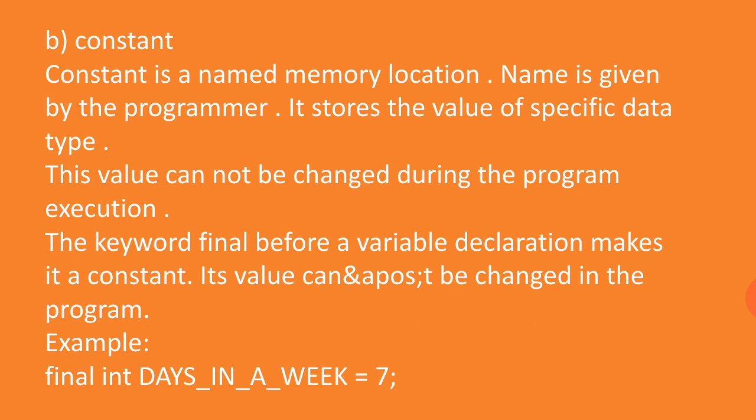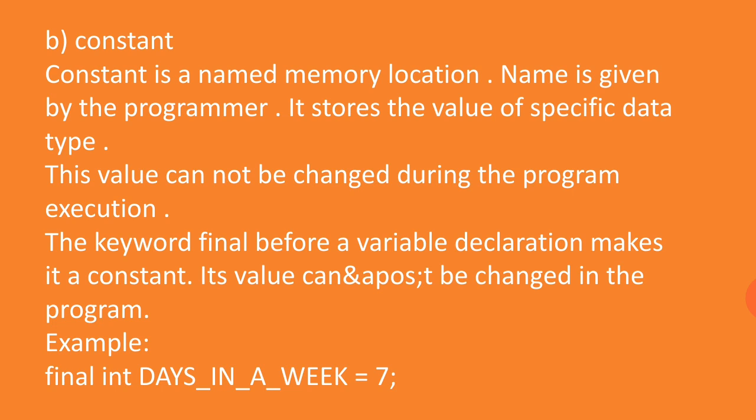Now constant. Constant is a named memory location. Again, just like variable, a name is given by the programmer that is also similar to the variable. It stores the value of the specific data type that is also similar to the variable. This value can be changed during the program execution? No, it is not a variable. So you will write this value cannot be changed during the program execution. That is the only difference between the variable and the constant.